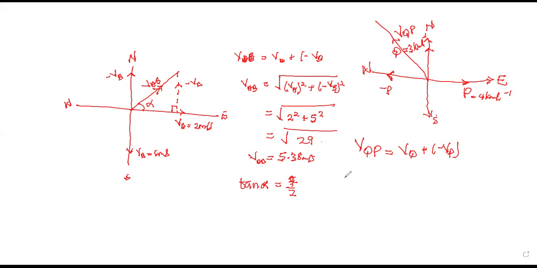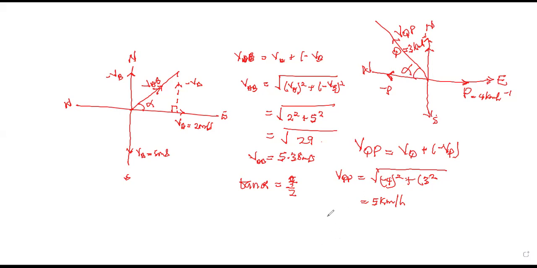By magnitude, V, Q, P must be equal to the square root of the velocity of P, which is minus 4 squared, plus the velocity of Q, which is 3 squared. And this must give us 5 kilometers per hour. Then direction. This is the direction.